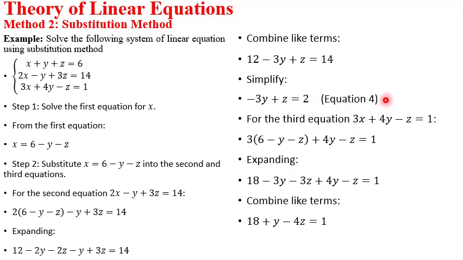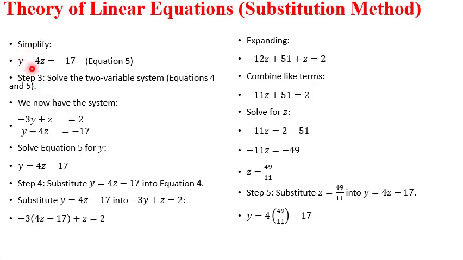So then for the next one, we also substitute this value for x in this equation. So that will be 3 into brackets 6 minus y minus z. So we also expand, combine like terms, and move on. So moving on from there, we simplify what we've got, and that will give us y minus 4z equals minus 17.